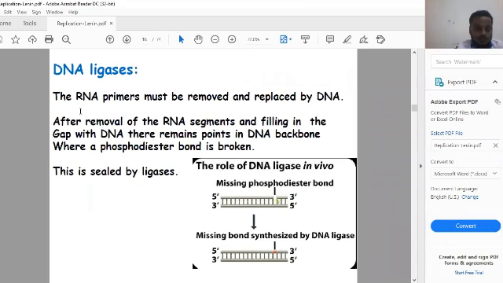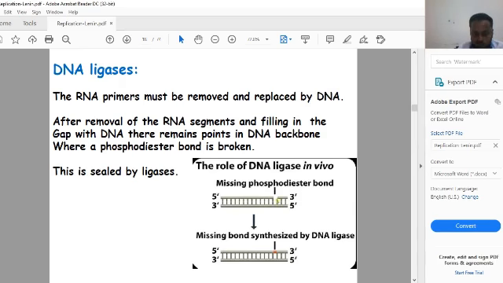DNA ligase: the RNA primer must be removed and replaced by DNA. You can see it is sealed by ligase after the removal of the RNA segment and the filling of the gap with DNA. There remains a point in the DNA backbone where a phosphodiester bond is broken. You can see this in the picture. This spot is sealed again by DNA ligase, which restores the missing phosphodiester bond.